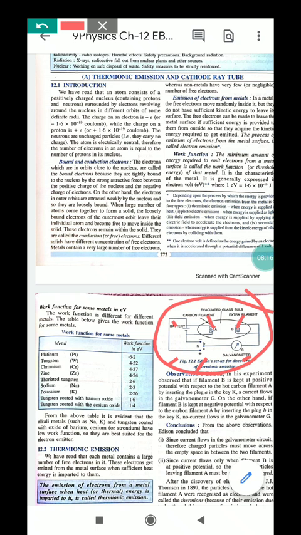Now we will see the observation. The following observations were made from this experiment. When the filament B is made positive with respect to filament A, that means the hot carbon filament, current flows through the circuit, that is, the galvanometer shows deflection. This one shows deflection, that means it deflects from there to there.